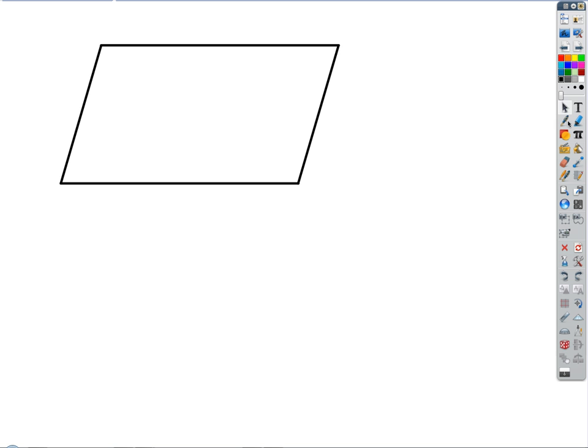So what does it mean to be a quadrilateral? A four-sided polygon, right? So we're going to start looking at some properties of quadrilaterals. Let's put all phones away, please. All phones away, completely away. Okay, we're going to start off with a pretty basic one. We're going to start off with a parallelogram.